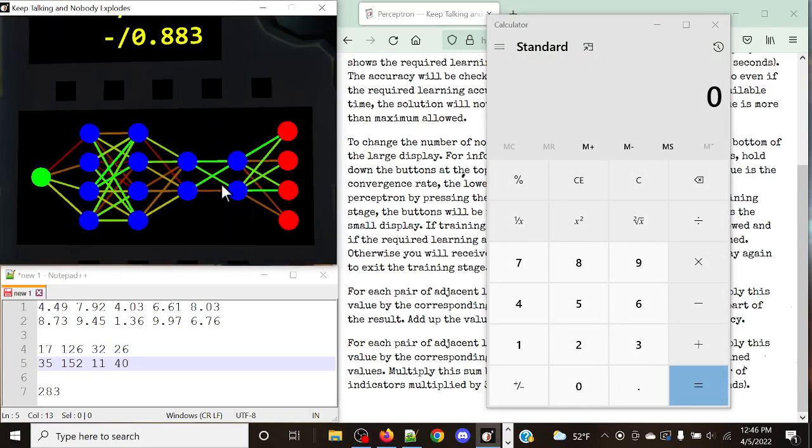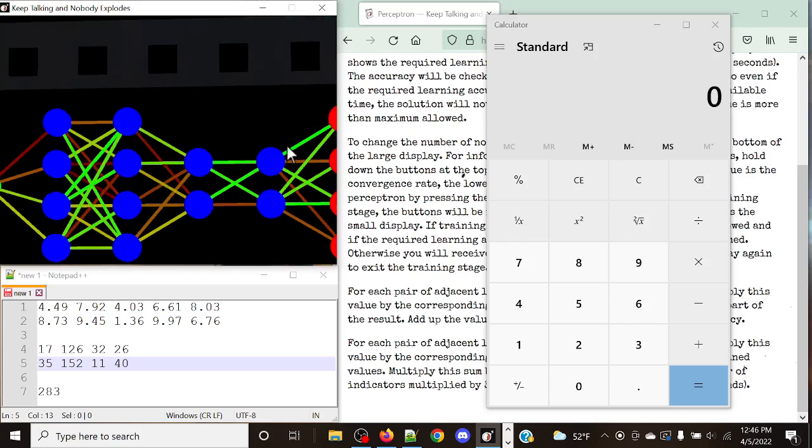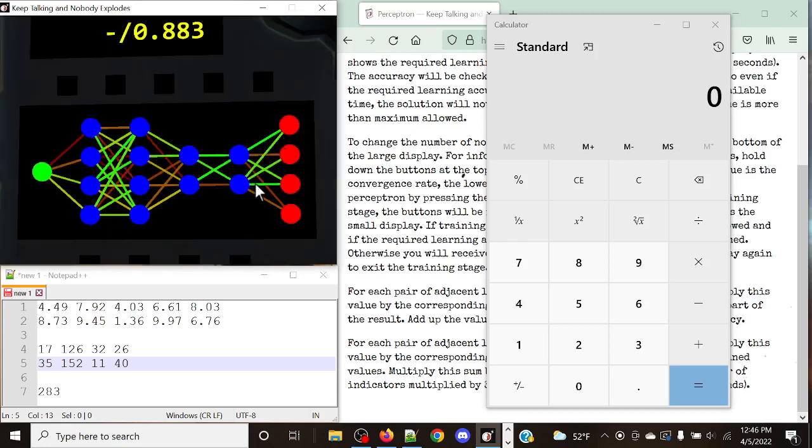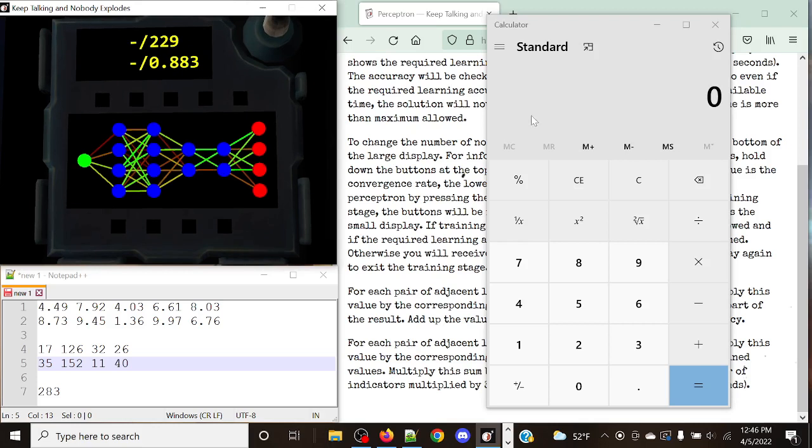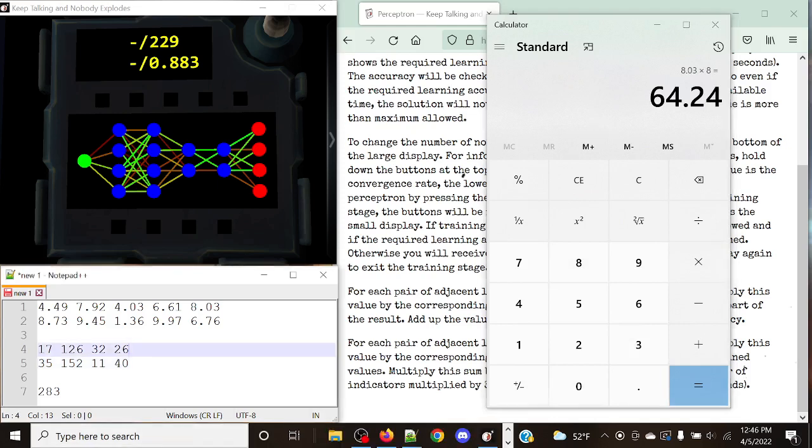And then now, with this final connection, we have 1, 2, 3, 4, 5, 6, 7, 8. We have 8 different connections here. So this is going to be 8.03 times u by 8. It's going to be a 64. That should be enough for our learning accuracy, but will this give us enough time? That is what I'm mainly concerned about. 6.676 times u by 8 is going to be a 54. 55, excuse me.